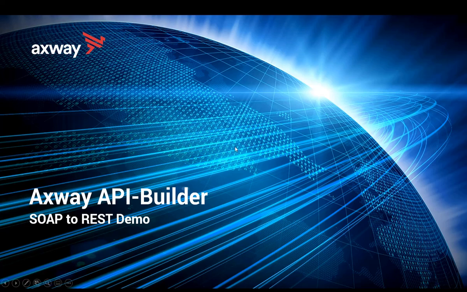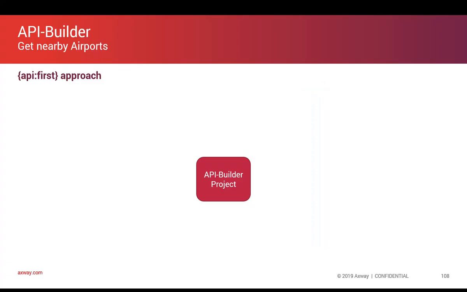In this video, I would like to use and showcase the Axway API Builder to make a SOAP service available as a REST API. And for that, I'm using the API Builder in the API first approach. And the idea is to get the airports nearby to a certain location.